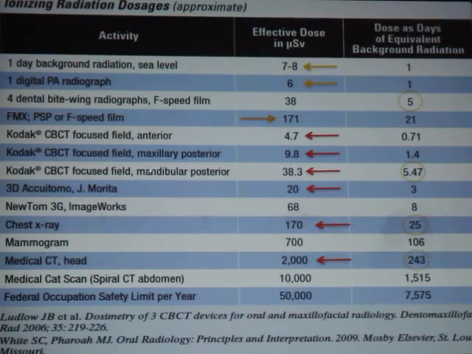And if we go for a more posterior region of the maxilla, where there is more bone density and more structures, it will be a little higher radiation. And if you go to the mandibular posterior region, where the bone is more dense, it will be a little bit more radiation, about 5.5 days of radiation.